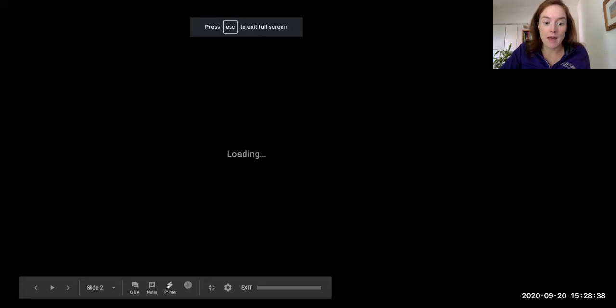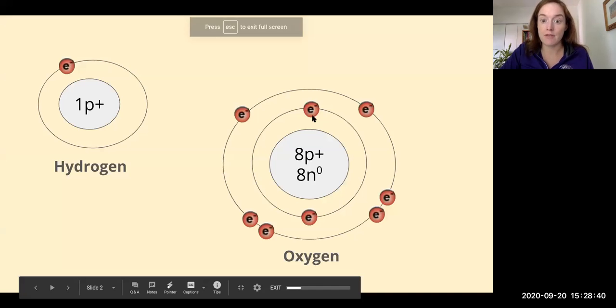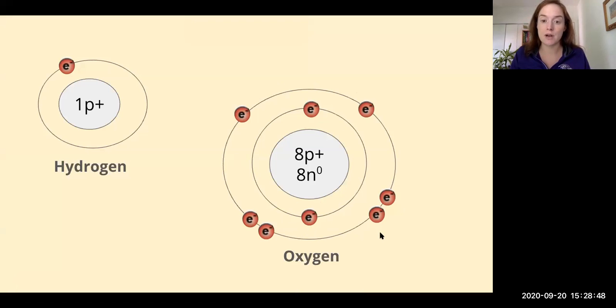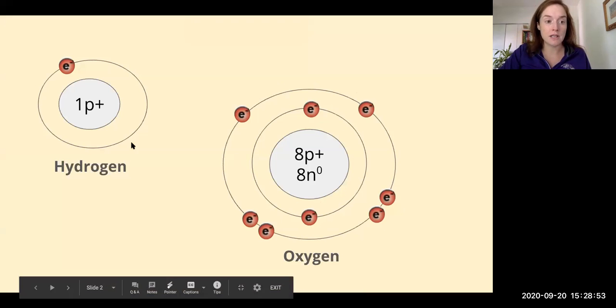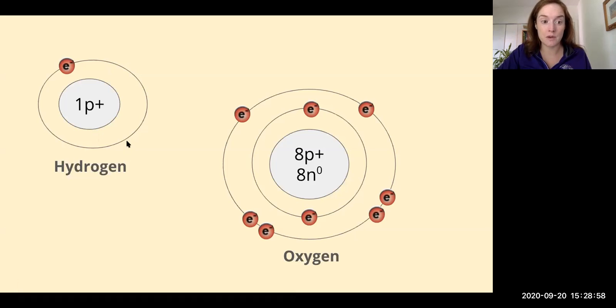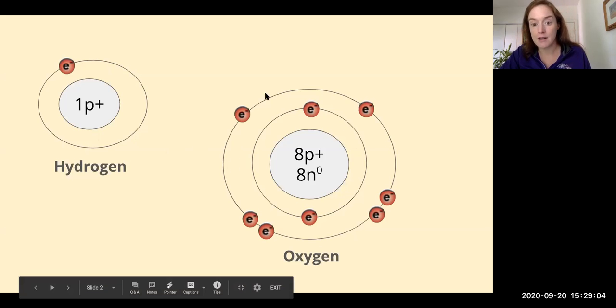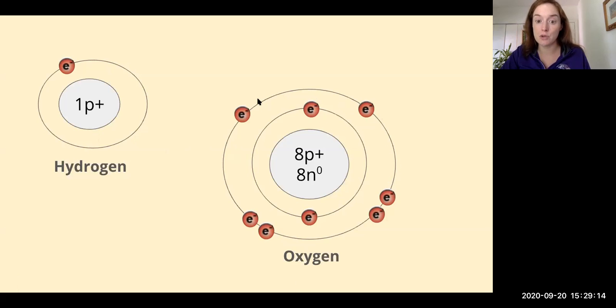Now remember that 2 electrons can fit on the first energy level, and 8 can fit on the second energy level. So every atom is trying to get a full outer energy level. So for hydrogen, its outer energy level is the first one. It only needs 2, so it needs to get 1 more. For oxygen, its outer energy level is the second energy level, and that one can hold 8. And right now it has 1, 2, 3, 4, 5, 6, so it needs 2 more.